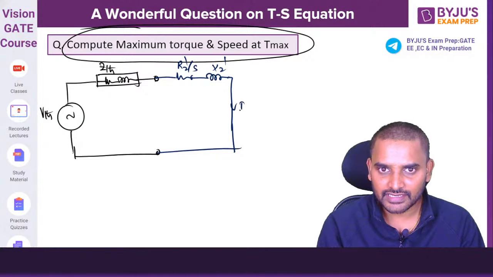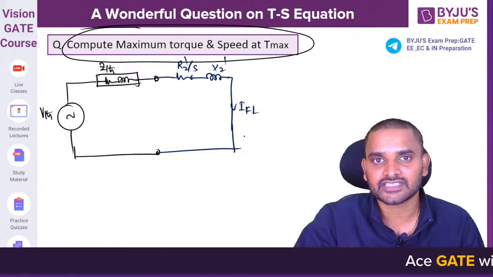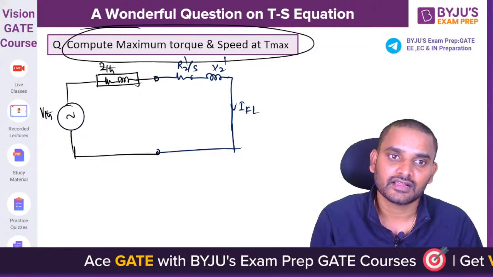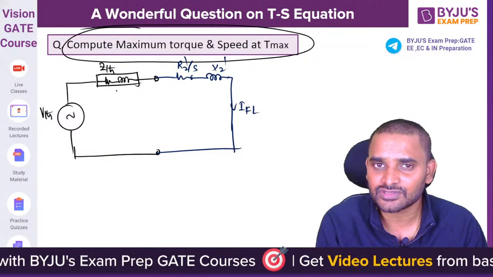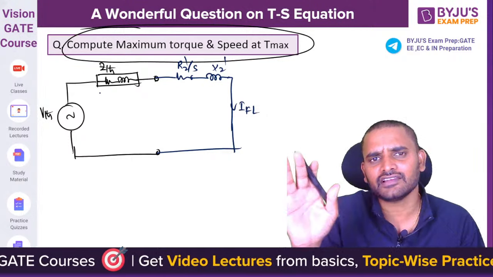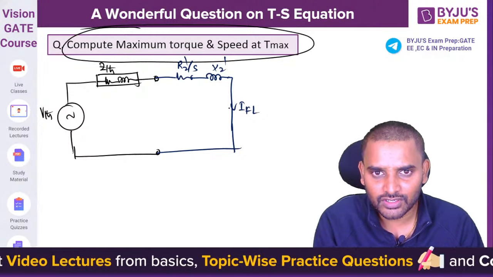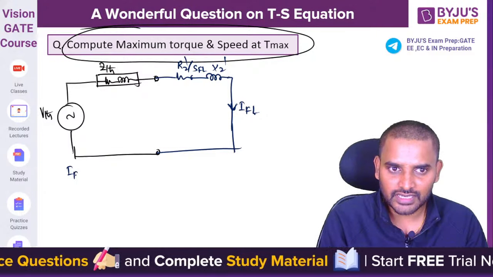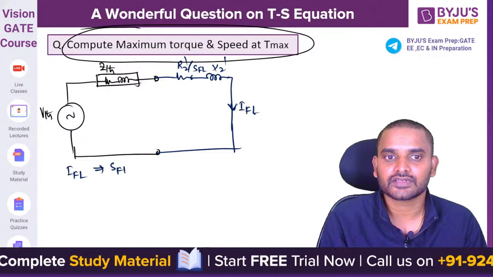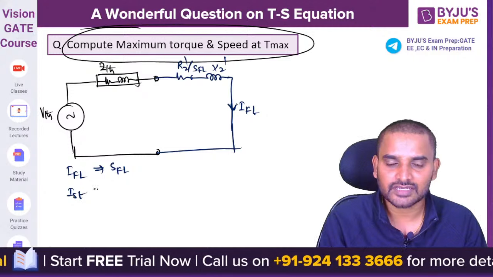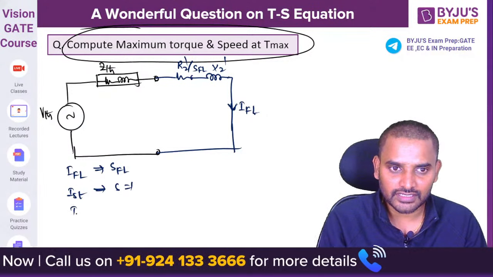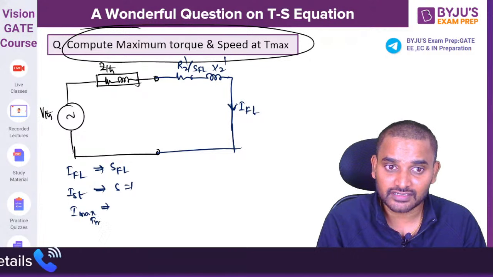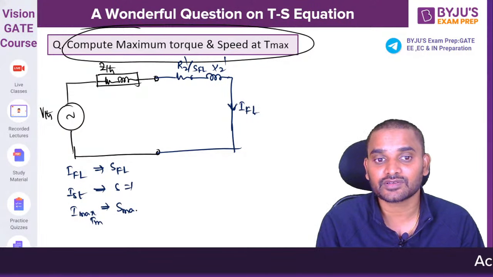Now you can calculate full load current, starting current, and current corresponding to maximum torque. Because once you have Thevenin's voltage and Thevenin's impedance, you can calculate any value of current. But if you want full load current, you substitute full load slip. If you want starting current, substitute starting slip. If you want the current corresponding to maximum torque, then substitute the slip corresponding to maximum torque.